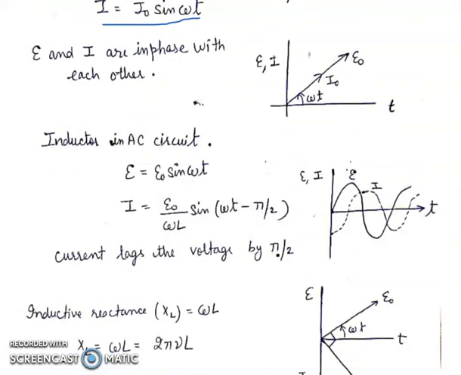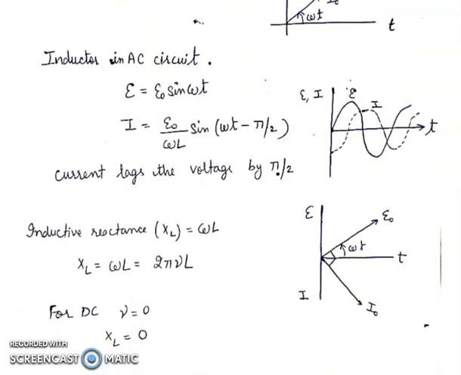When we connect only an inductor in AC circuit, then E is equal to E naught sin omega t and I is given by E naught by omega L sin omega t minus pi by 2. It means that current is behind the voltage and there is a phase difference of pi by 2. Current lags the voltage by pi by 2. Omega L is the inductive reactance. Inductive reactance denoted by XL is given by omega L.